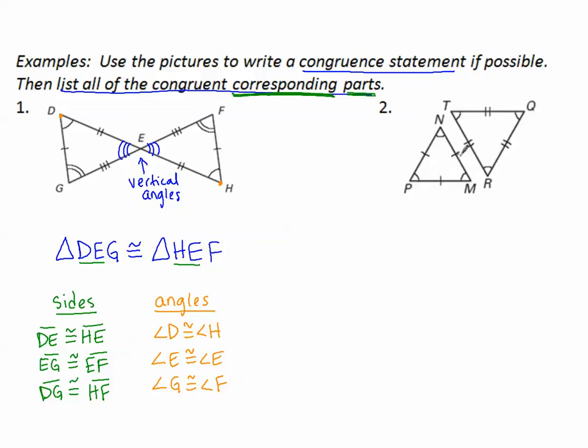I see that everything is marked and everything is marked here. However, these are all 1 slash sides, and these do not have the same markings. These are 2 slash sides. So therefore, is it possible to make a congruent statement? It's not, because I don't know that these sides are congruent to these sides. So I can't tell if I have 2 congruent figures here.